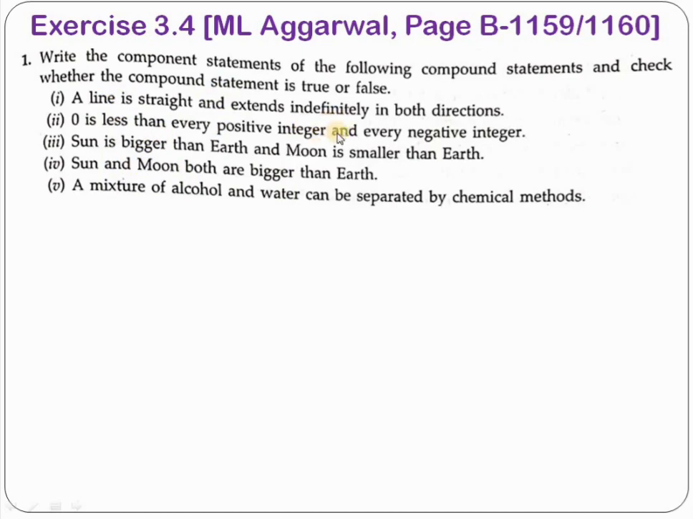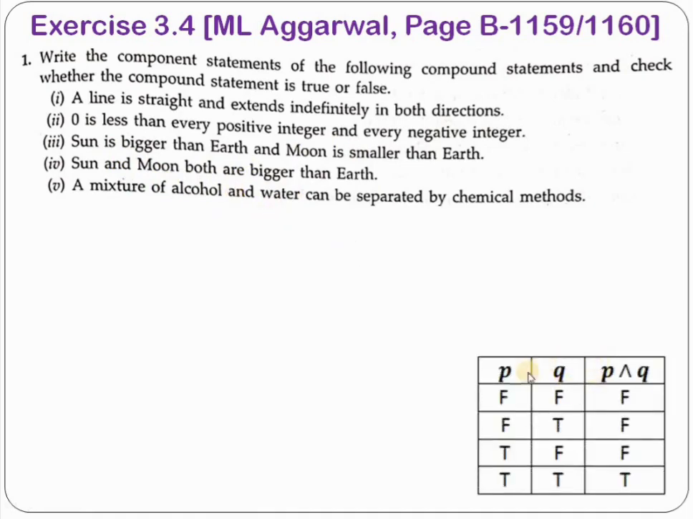So here also there is "and", and here also we have got "and". All right, so since this is a compound statement which contains "and", let us make use of this particular truth table for "and". All right, so we'll make use of this in this particular case. So first we need to write the component statements, that is P and Q.